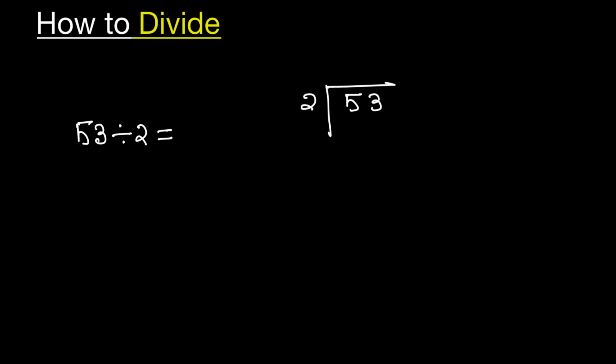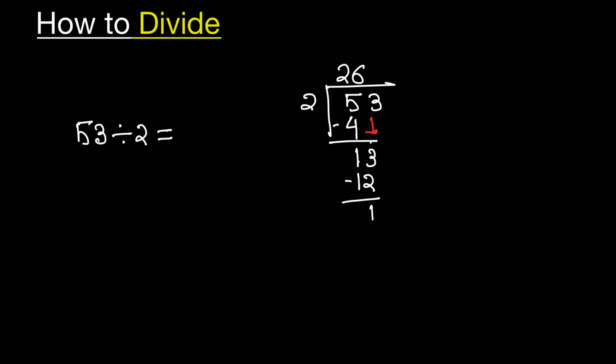We know that 2 times 2 is 4. Subtract, we get 1. Now this 1 is less than 2. That is why we need to bring down this adjacent 3 here. And we know that 2 times 6 is equal to 12.